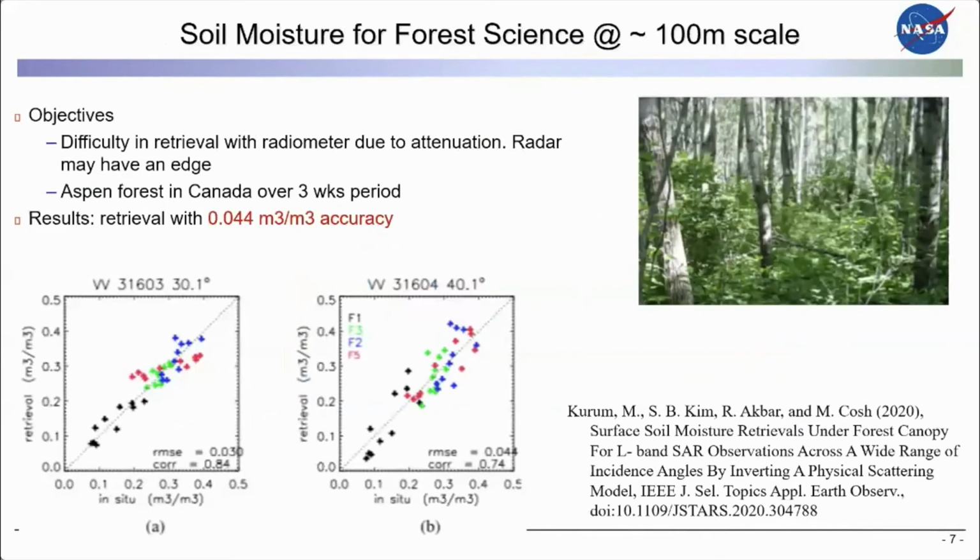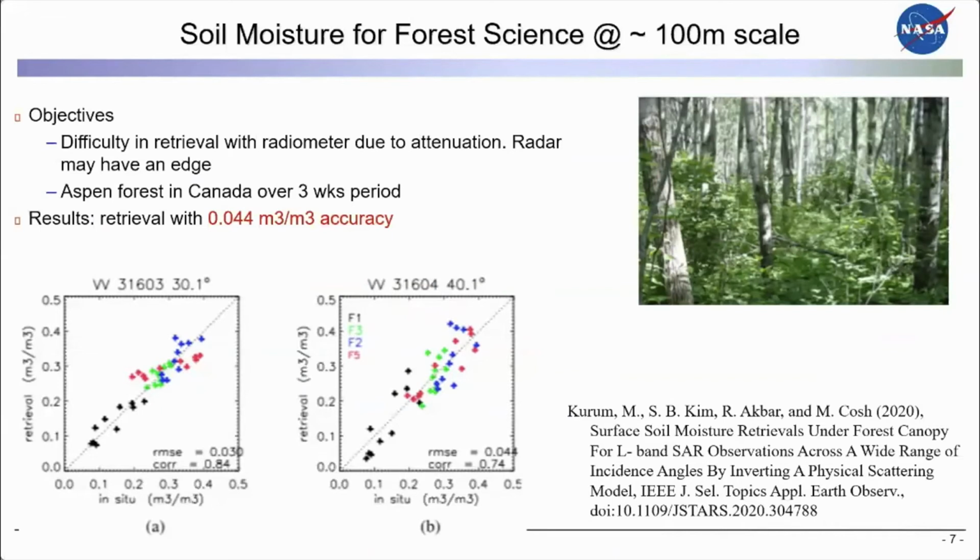Next is the soil moisture maps for forest science at 100-meter scale. The objective is that, as shown by the NEON and SMAP comparison yesterday, with radiometer, there's a difficulty in retrieval because of the strong attenuation. In comparison, radar may have an edge, which we want to see.